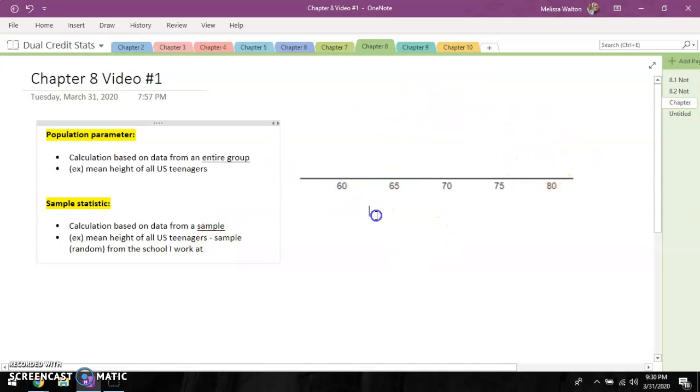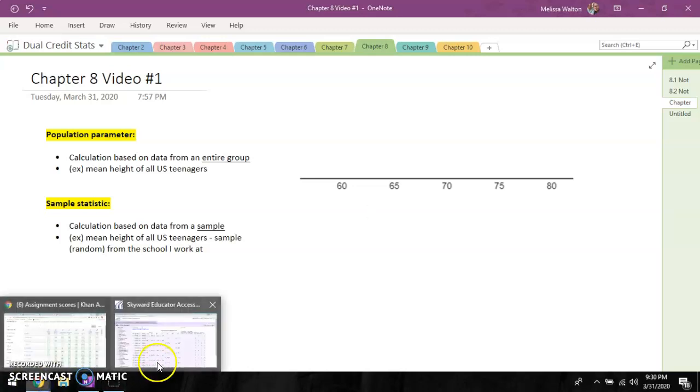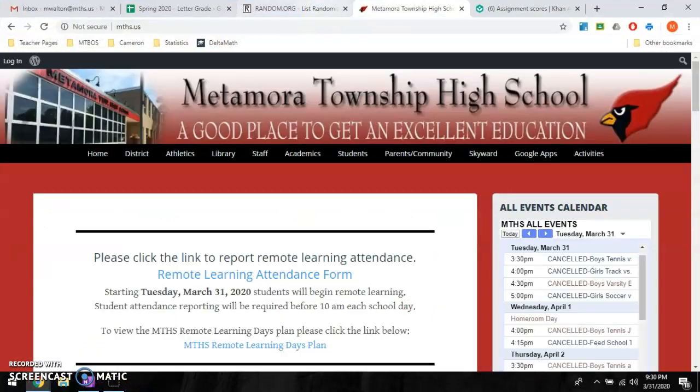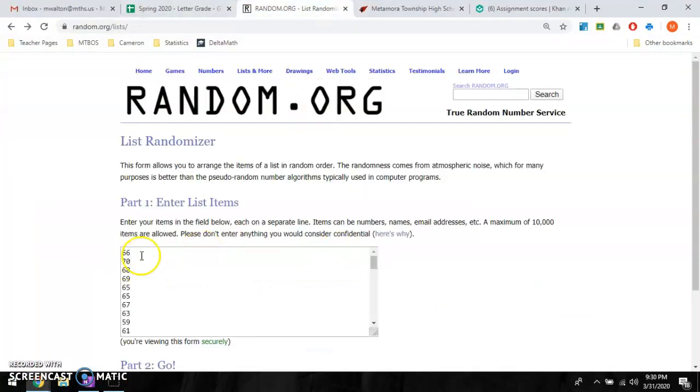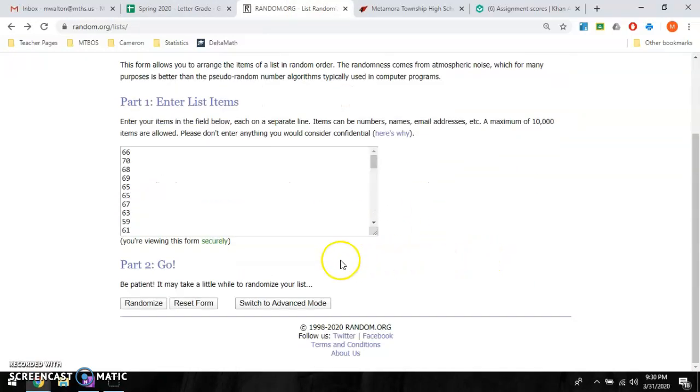So I actually did go ahead and take a sample of my high school students, and I'm going to figure out what those means are. I have a list of all of my students' heights, and I'm going to start calculating some means here. I'm going to randomize, and just pick the first 4 students that I get.